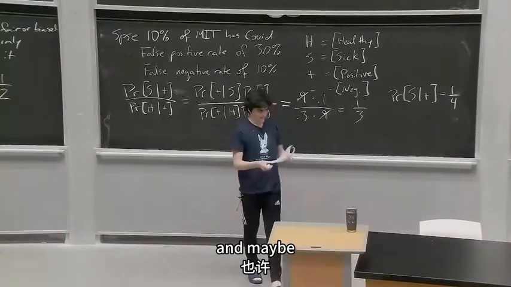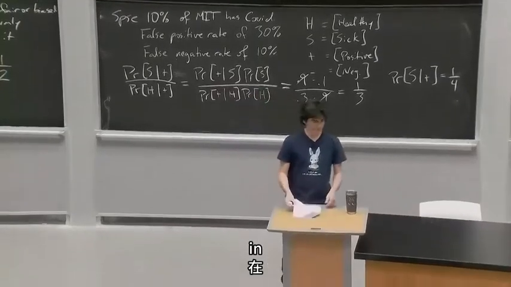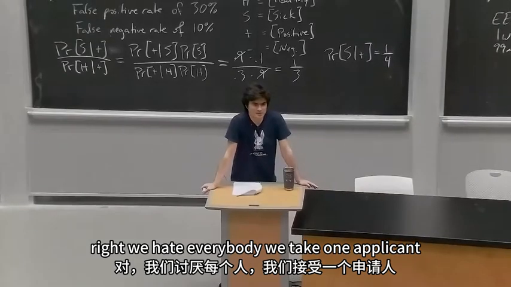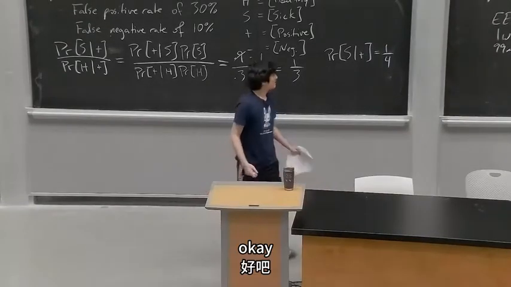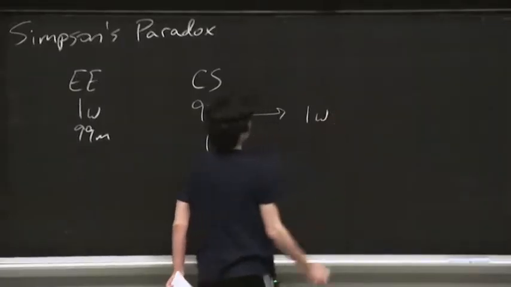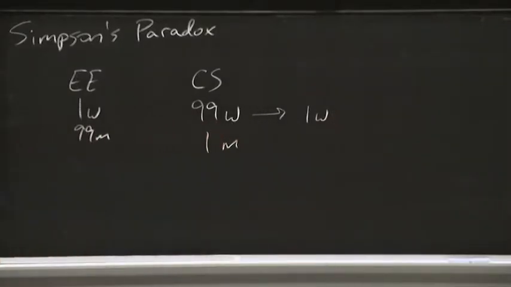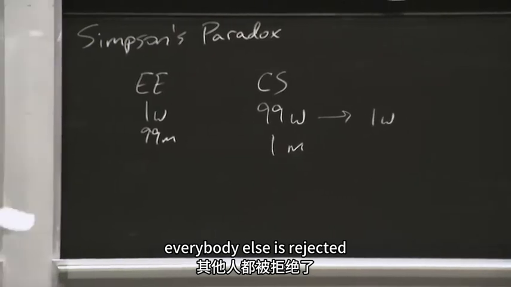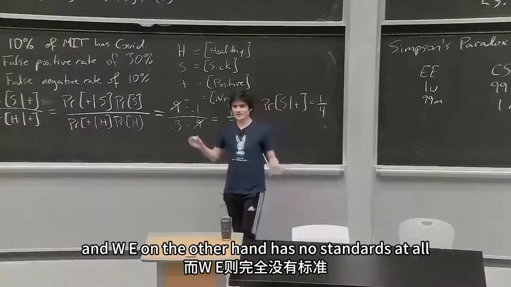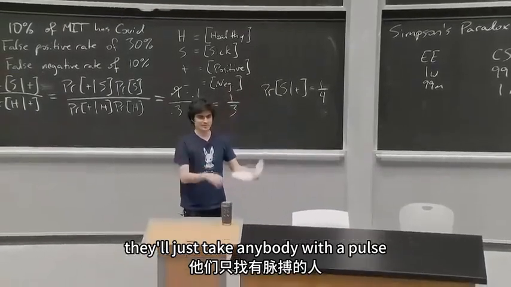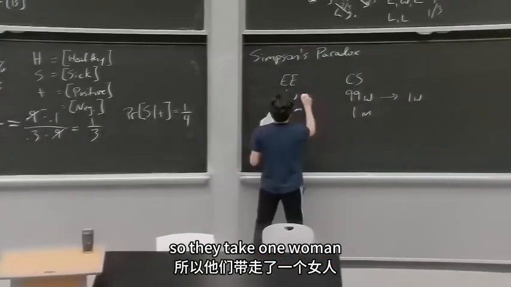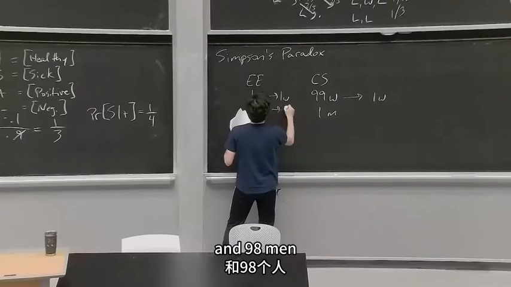And maybe in CS, we're a bunch of snobs, right? We hate everybody. We take 1 applicant. Okay? So maybe 1 woman is accepted. Everybody else is rejected. Okay? And EE, on the other hand, has no standards at all. They'll just take anybody with a pulse. But unfortunately, one of these men is dead. So they take 1 woman and 98 men.